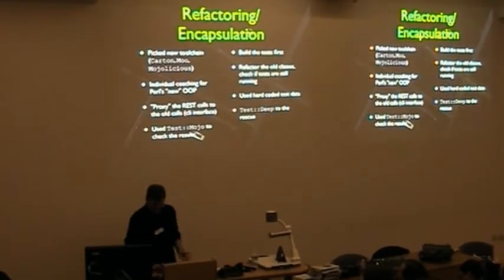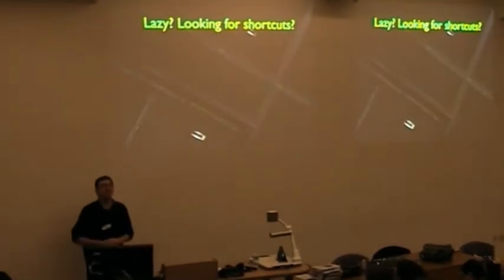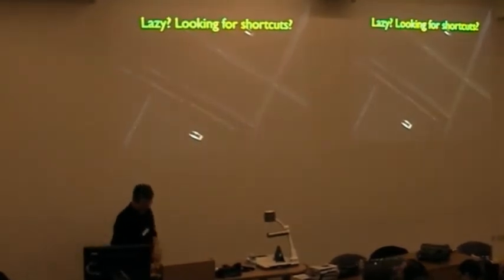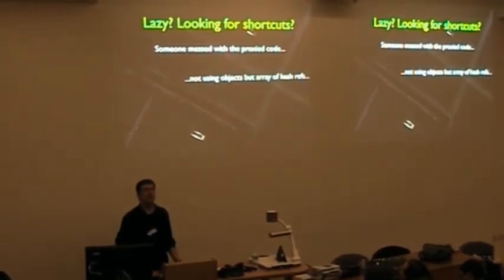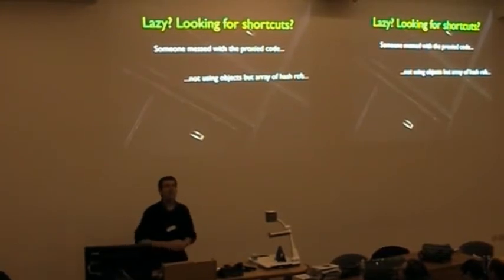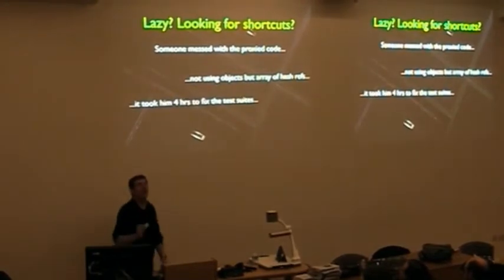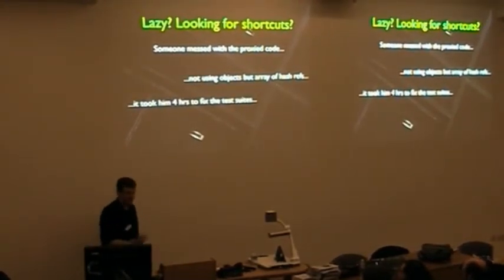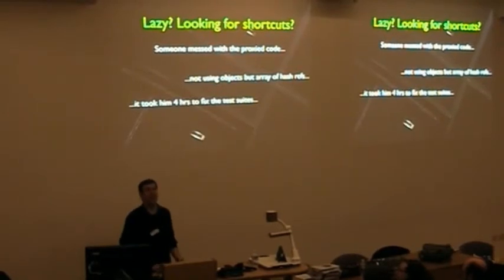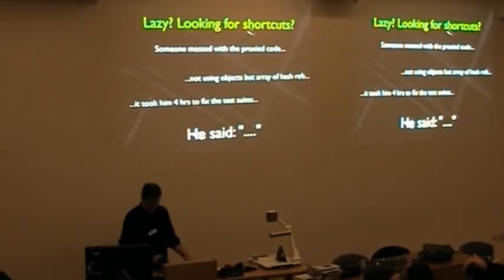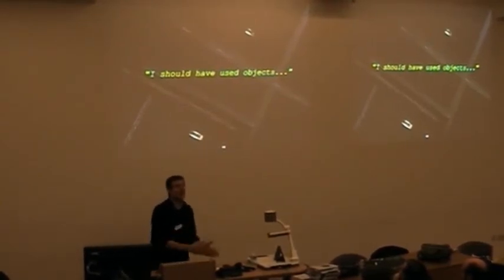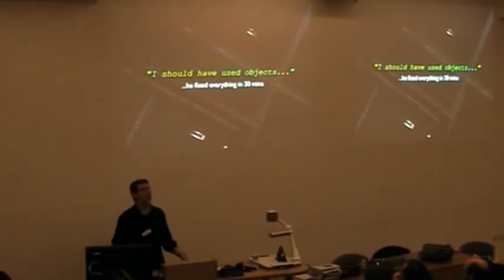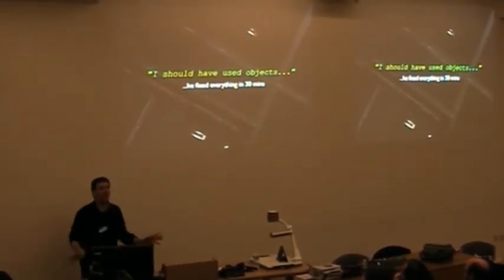There was something interesting later, when somebody was looking for shortcuts, and he looked in the proxy code. He was not using objects at all, but he was messing around with hash refs and arrays of them. Kind of interesting. It took him 4 hours to fix the test suite, to get something working, and finally he said something, and that was the point where you say you have done something wrong in evangelism terms. It took him just 30 minutes to fix up everything.